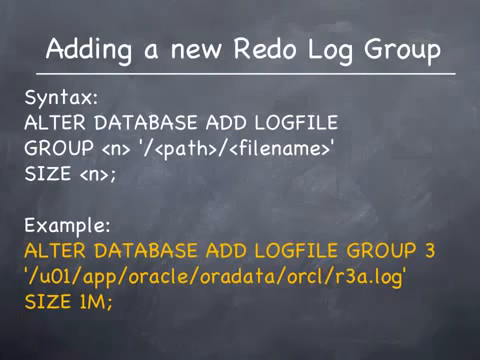The syntax to add a redo log group is on this slide. It is alter database add logfile group followed by the group number. This is then followed by the name and the location of the redo log file member, which would be in this group, followed by the keyword size and a value that is defined in kilobytes or megabytes, which identifies the size of the redo log member. In the example, alter database add logfile group 3 /u01/app/oracle/oradata/orcl/r3a.log size 1 megabyte. The group 3 was being added with a single member of size 1 megabyte.